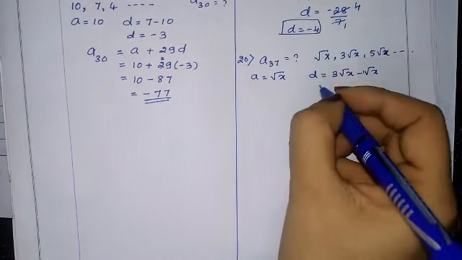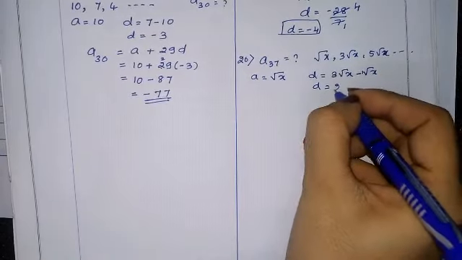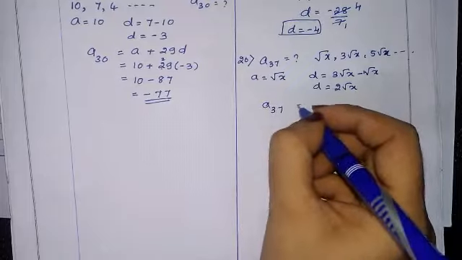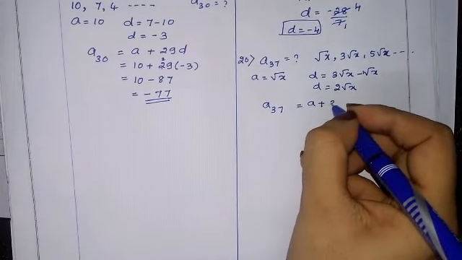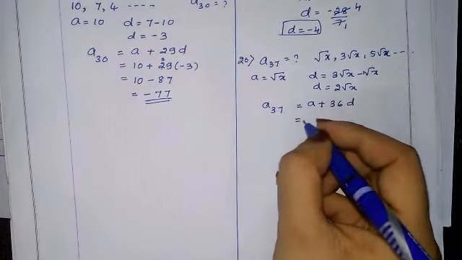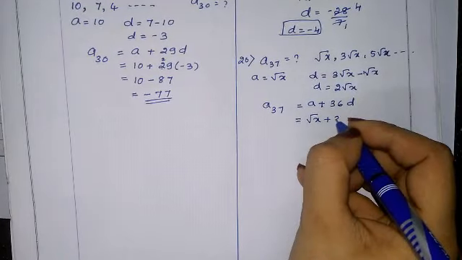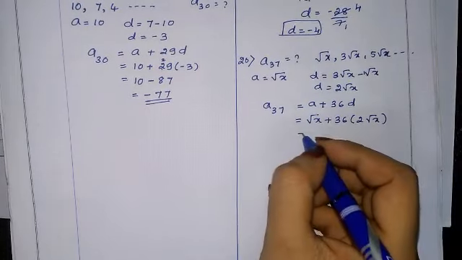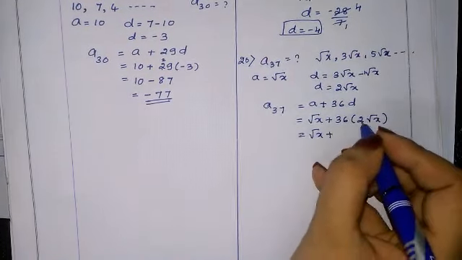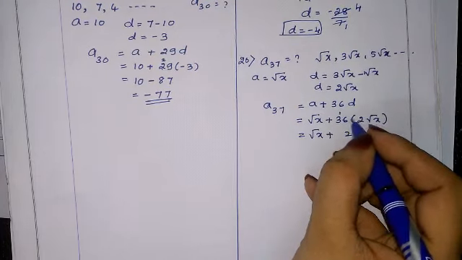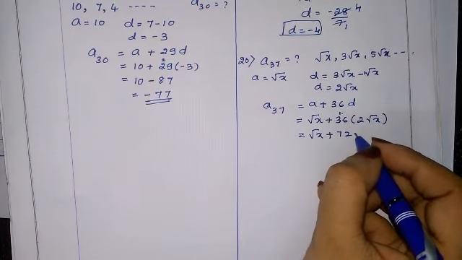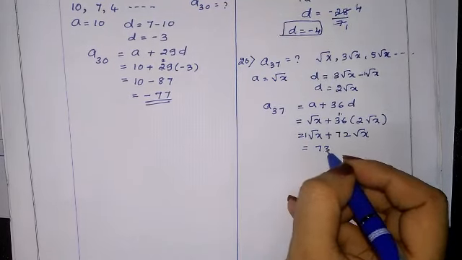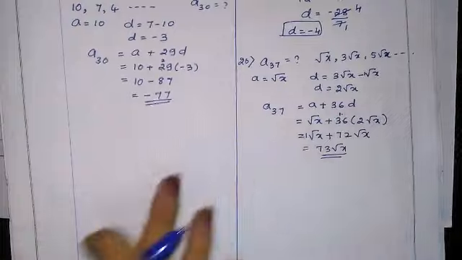Okay, D is equal to 3 minus 1, which is 2 root x. Okay, the 37th term: a37 is equal to a plus 36d. The a value is root x, plus 36 into the d value, which is 2 root x. Okay, root x plus 2 sixes are 12, 2 threes are 6, 72 root x. 72 plus 1 is nothing but 73 root x is the correct answer.